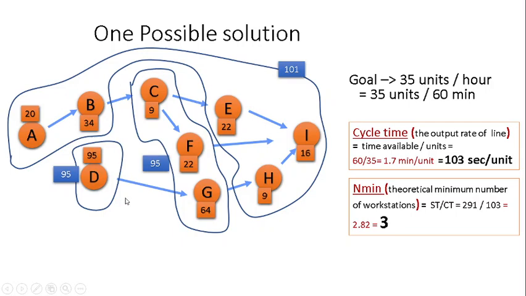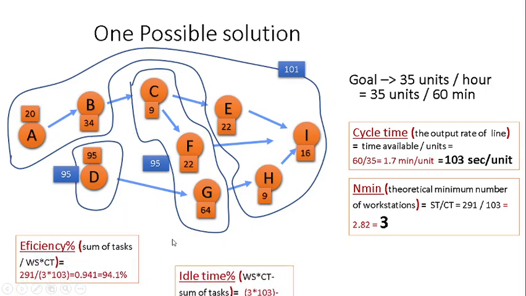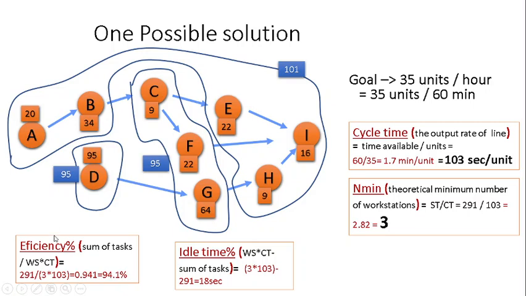So if we find our efficiency level and idle time for this setting, we see that the efficiency level is 94% and the idle time is 18 seconds, which is quite effective. We see that we have reached a high level of efficiency. Idle time is quite low, which means that we utilize our resources almost at the maximum. And of course, we can calculate the actual output rate by using this setting. It's a little bit more than 35.